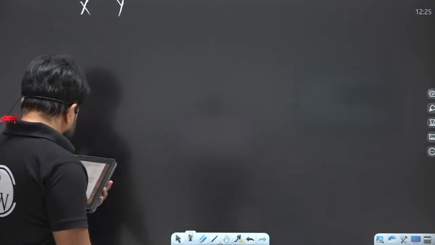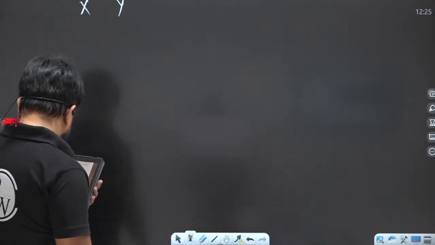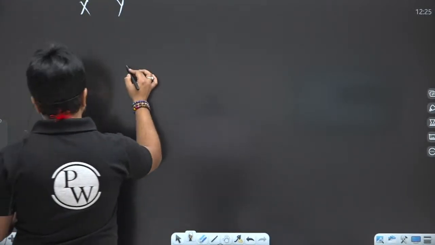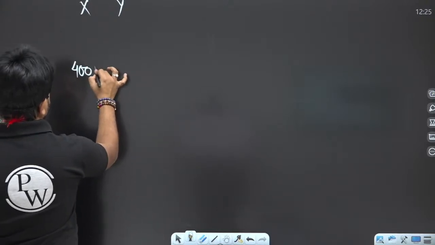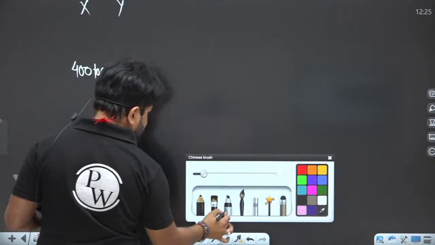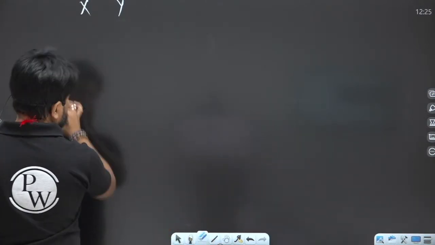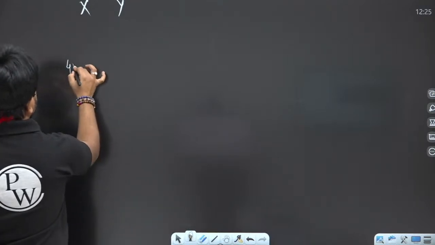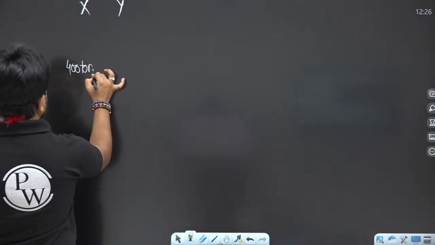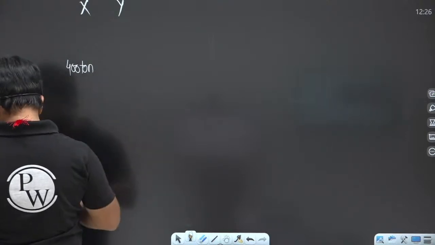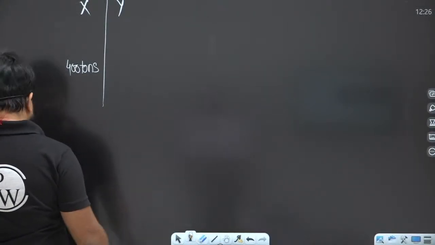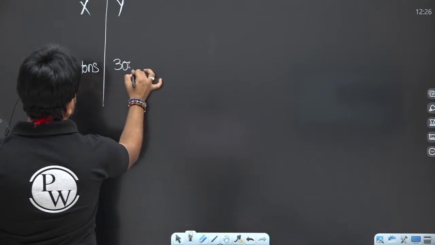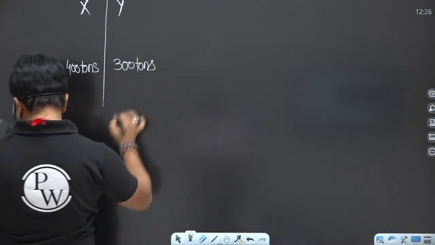Because of raw material restriction, it cannot produce more than 400 tons of X and 300 tons of Y. The restriction is 400 tons of X. You cannot produce more than 400 tons of X, and more than 300 tons of Y.